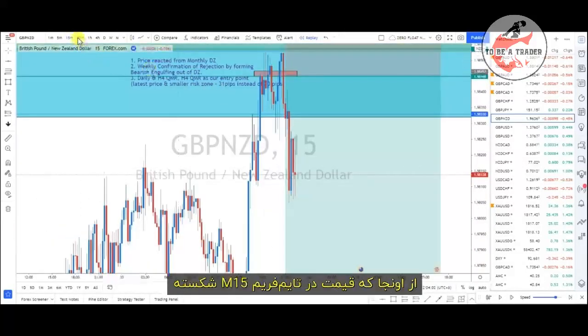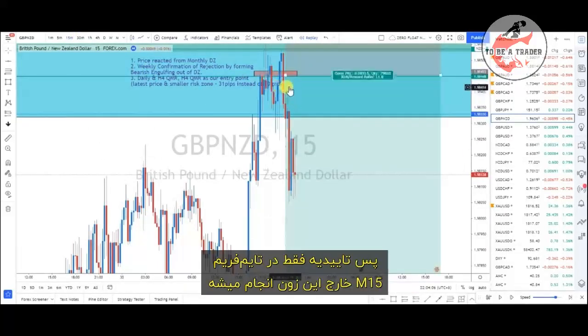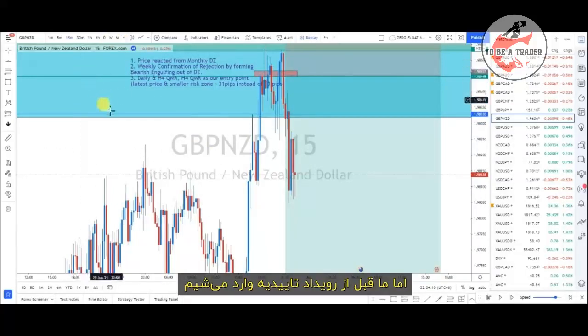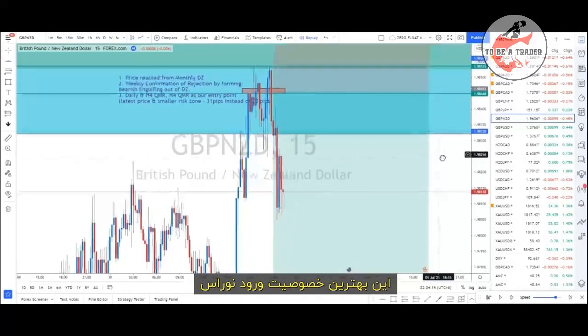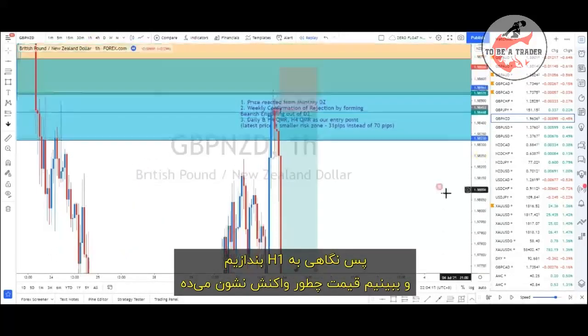So since price has broken on the M15 time frame, confirmation has only occurred on the M15 time frame, okay, outside the zone here. But we entered before the confirmation was even created. So that's the best thing about Nora entry. So let's look at the H1 and then we see how the price reacts.